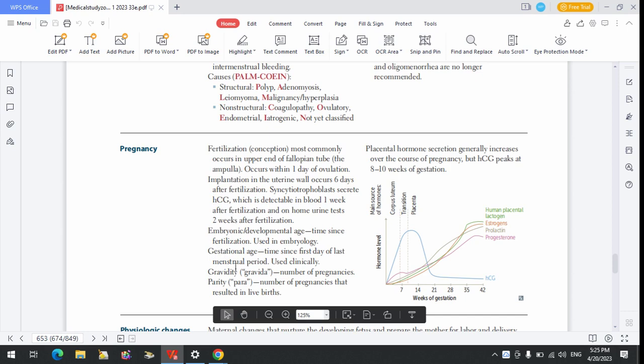Then we talked about the embryonic or the developmental age, which is the time since fertilization. It is used in embryology. So when they say cardiac, you see the heart beating at what week? Guys, when does the heart start beating?